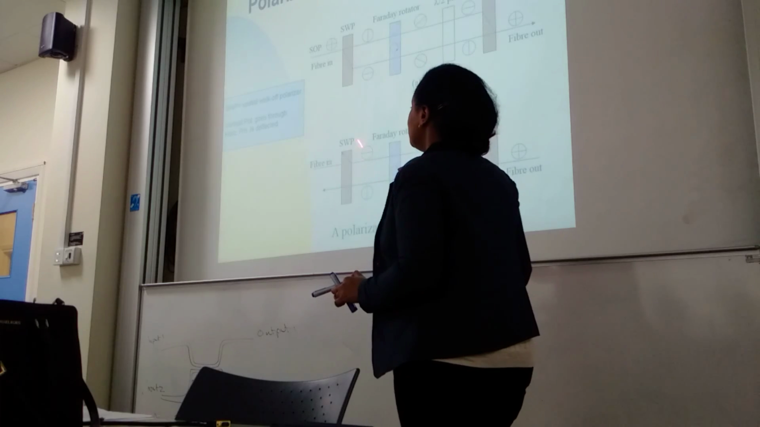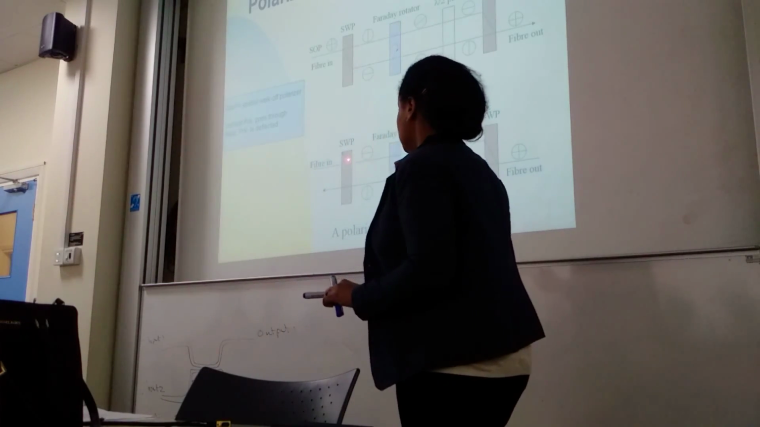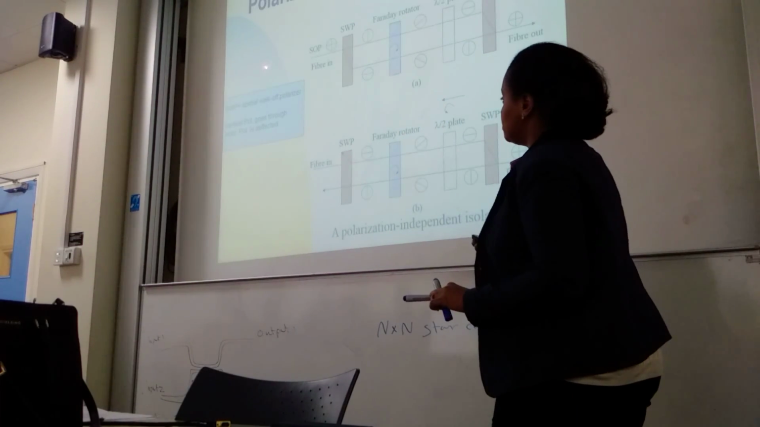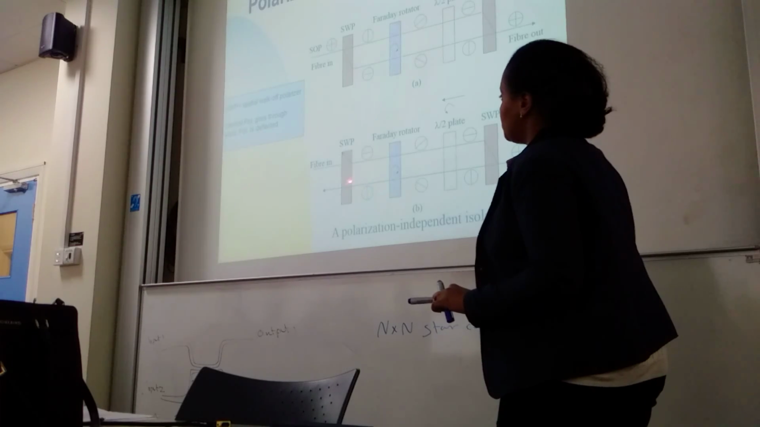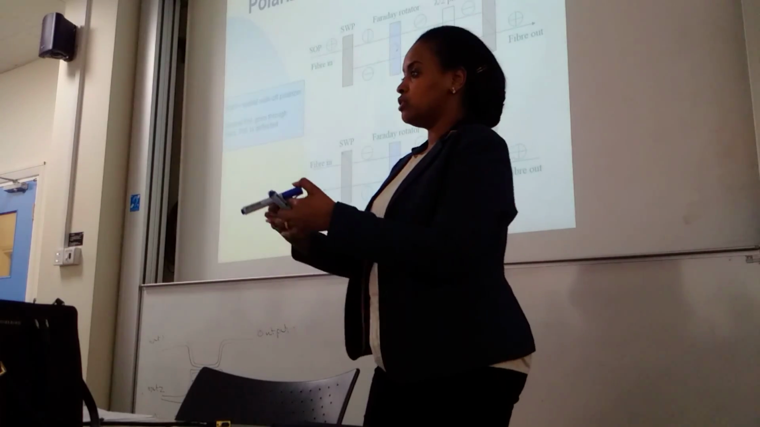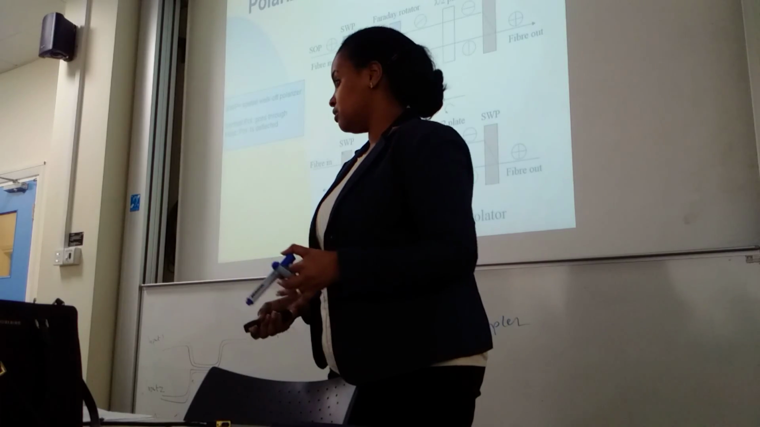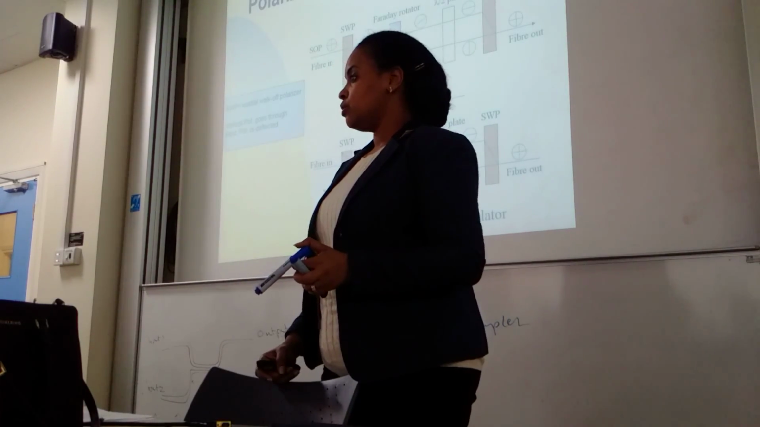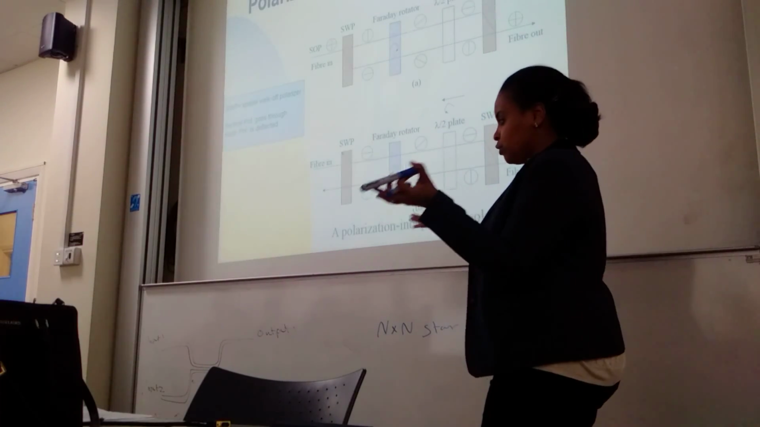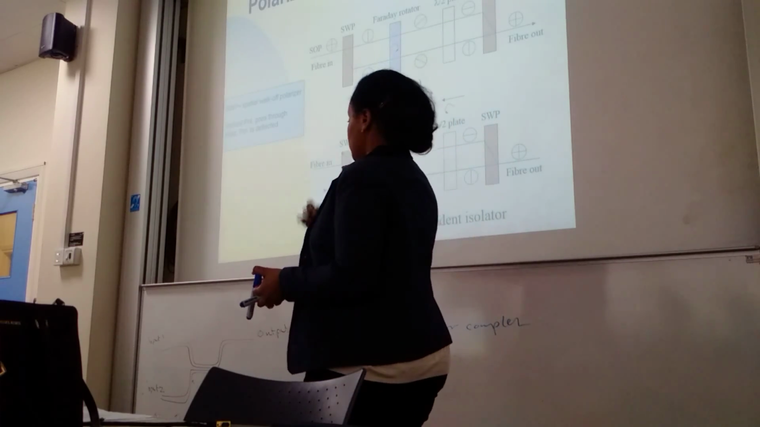And now when they want to pass through the spatial walk-off polarizer, we said the horizontal will be refracted at a certain angle, and the vertical will be passed as it is. In this case, they will not be combined. So each one will go in a different direction, which means that the signal will not be passed in this direction.